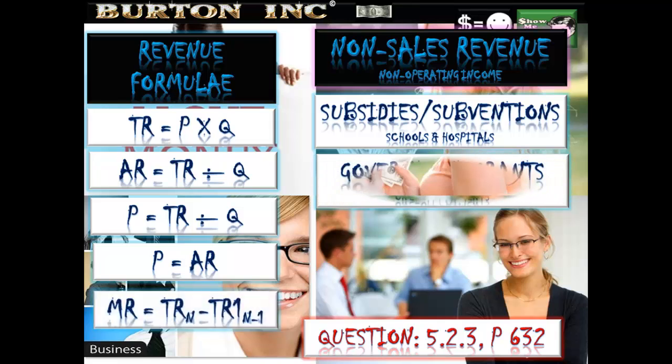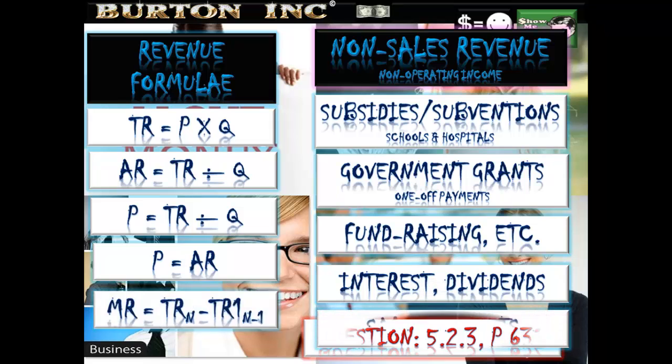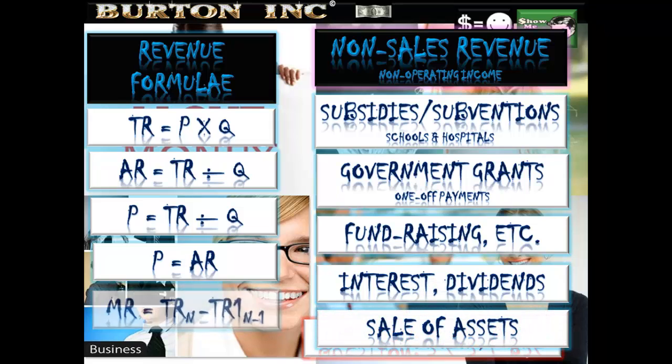And we have this non-operating income which we need to be familiar with as well. It's non-sales revenue, but important nonetheless. So we're talking about things like subsidies. The government will pay for, or pay towards, the running of schools and hospitals. Government grants, these are defined as just being one-off payments. Fundraising for a business, interest and dividends on investments that the business may have, and the sale of assets. These are all types of non-operating income, non-sales revenue. They're not related to the sales of goods and services that the business is producing.